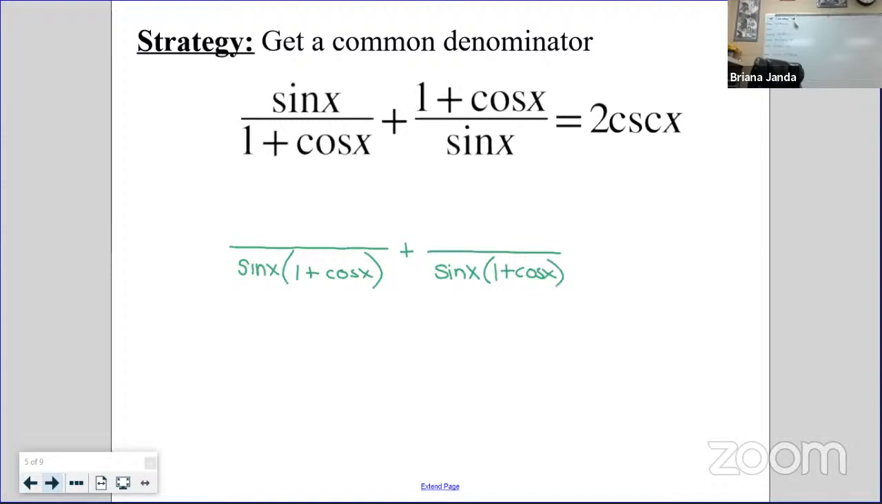And then to again adjust your fraction, we say, okay, this first fraction has the 1 plus cosine x. It's missing the sine of x. So it would have had to be multiplied by sine of x, top and bottom. Multiply in the top, sine times sine is sine squared. Same thing over here. We've got the sine of x part. We don't have the 1 plus cosine of x.